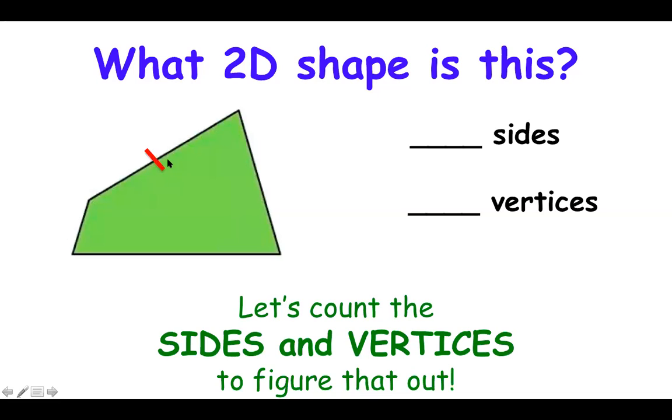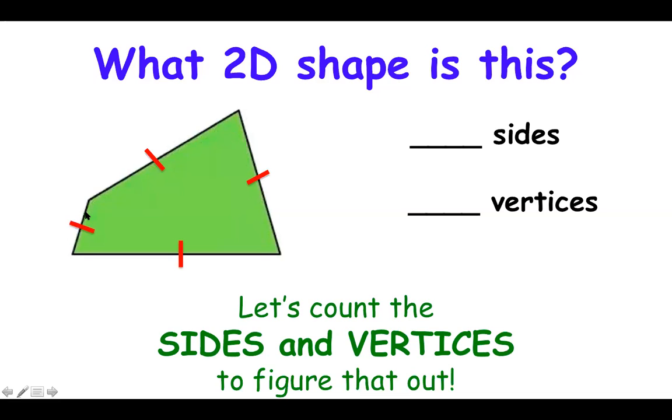So here's my first side. It starts here and it goes all the way to here. My first side, number 1. Now here's my second side, 2. Here's my third side, 3. And here's my last side, 4.